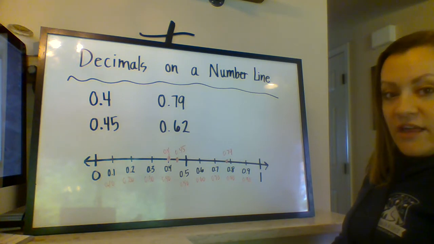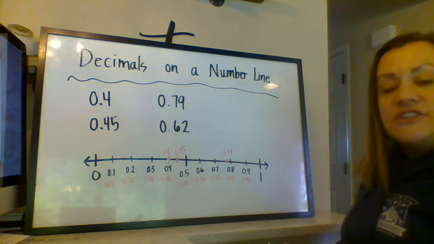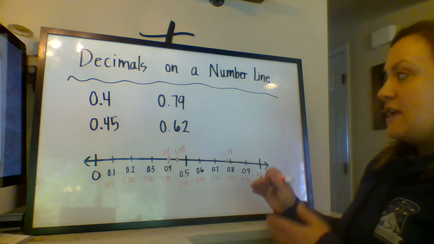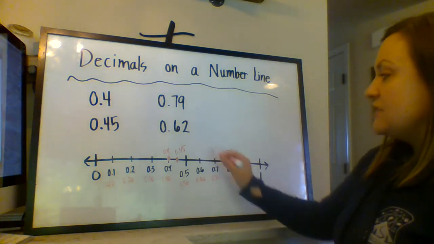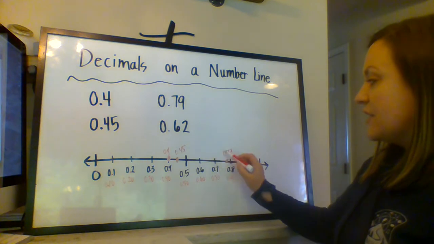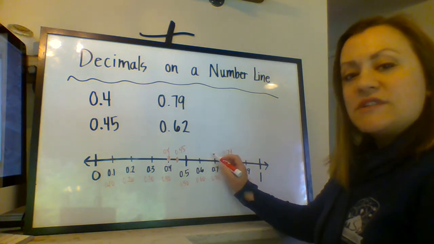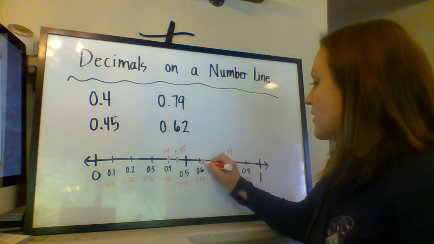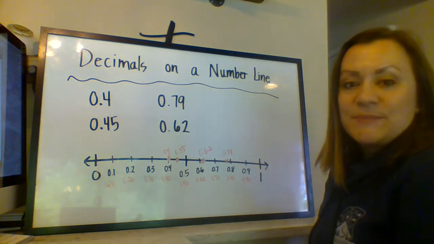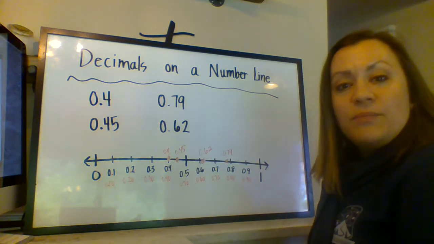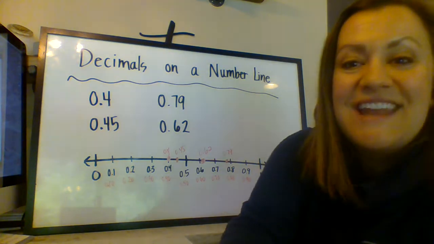First, we ask ourselves, what 2 hundredths is 62 hundredths between? It's between 60 and 70. So I know that 62 hundredths is going to be somewhere in here, and 62 is closer to 60. So I'm going to put my dot over here and say 62 hundredths. So that's how you put decimals on a number line. Now it's time to go practice.